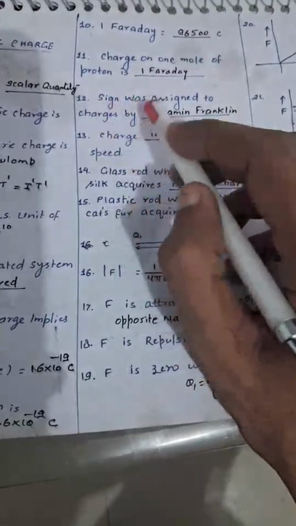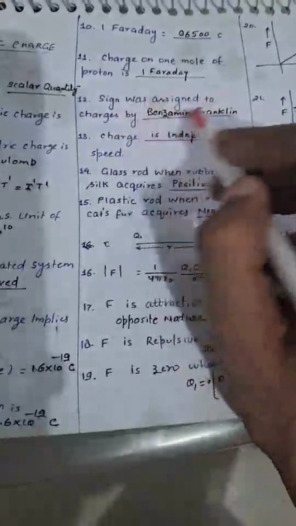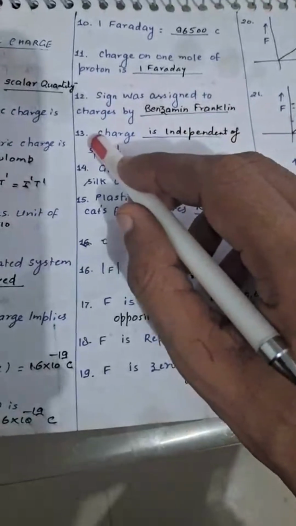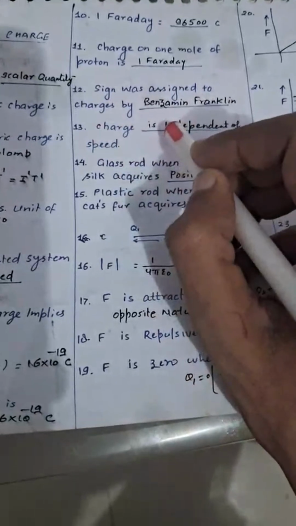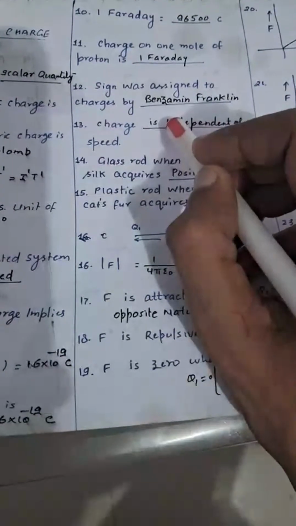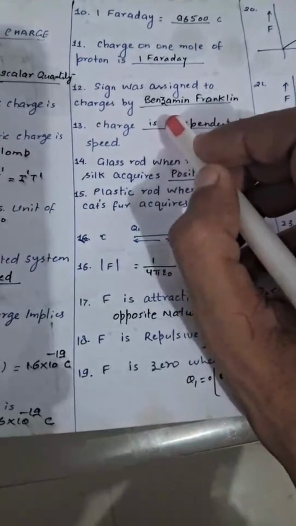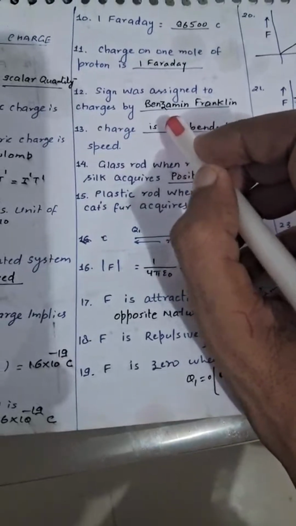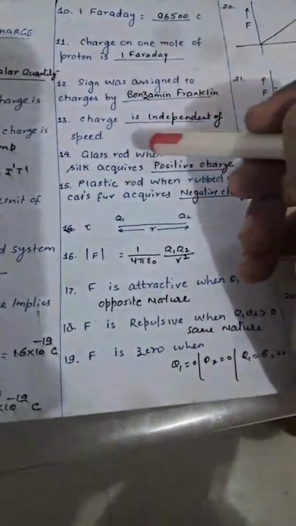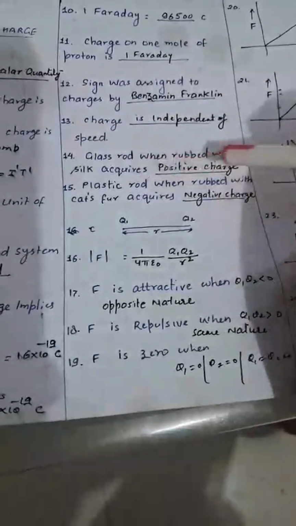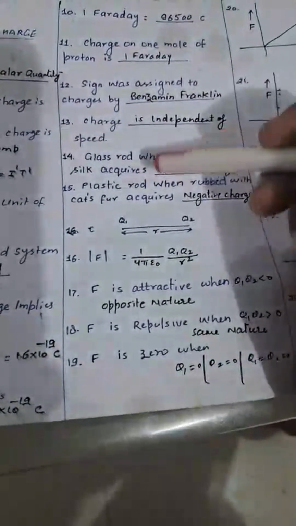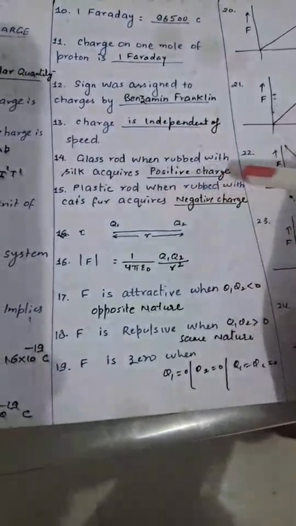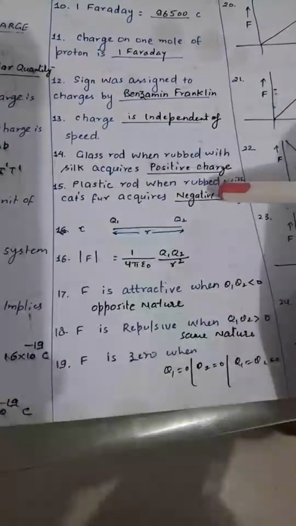Next question is, sign was assigned to charges by the scientist Benjamin Franklin. Then is a question that charge is independent of speed. So charge on a body is independent of speed, whereas the mass depends on the speed. Next, glass rod when rubbed with silk acquires positive charge. Next, plastic rod when rubbed with cat's fur acquires negative charge.